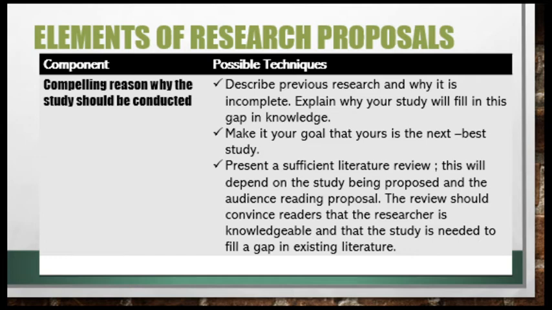So what are the possible techniques? First, describe previous research and why it is incomplete. Let's say, for example, you have done your literature review. You have to see to it that you have identified the gap in the knowledge and you focus on that particular missing information. Make it your goal that yours is the next best study. Meaning to say, you don't have to conduct a study that is only mediocre. You have to see to it that your study is applicable or could have an influence or could help improve practices in a society or in a community.